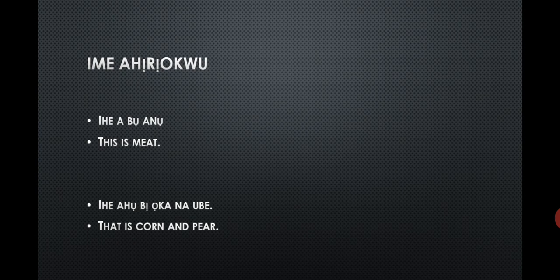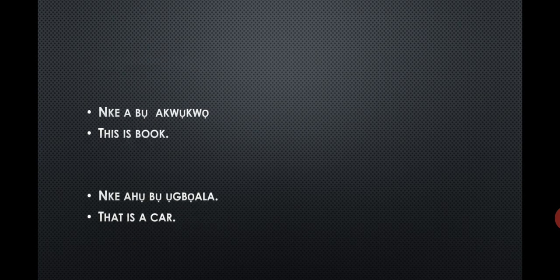Ihe a bụ anụ. This is meat. Ihe ahụ bụ ọka na ube. That is corn and pear. Nke a bụ akwụkwọ. This is a book. Nke ahụ bụ ụgbọala. That is a car.